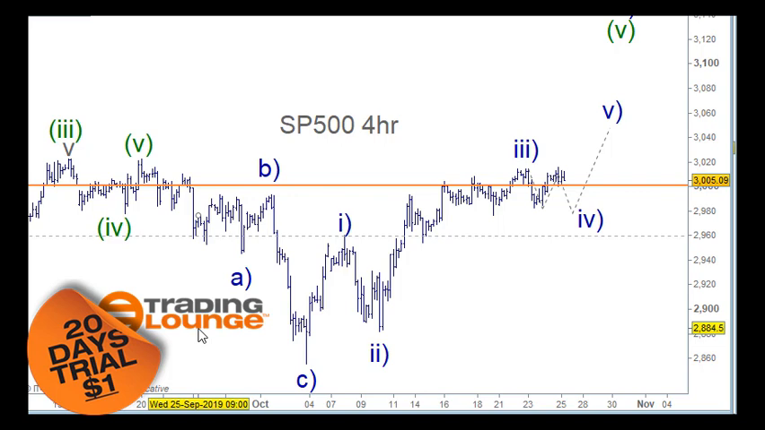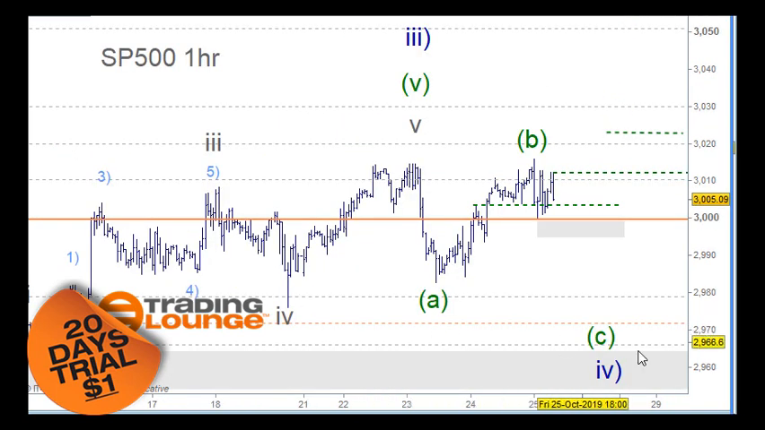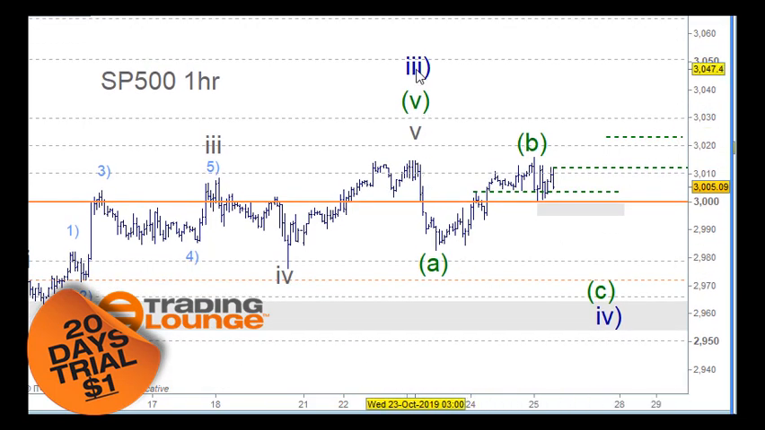Starting on the 4-hour chart here, we'd been looking at the low here as wave 1 and 2 and 3 here, and an A and a B and a C here for 4, and then up for 5 here. So a bit more detail on the hourly chart here. We're looking at this in terms of wave 3 here, an A wave here, a B wave up here, and a C wave back down here for wave 4 here.